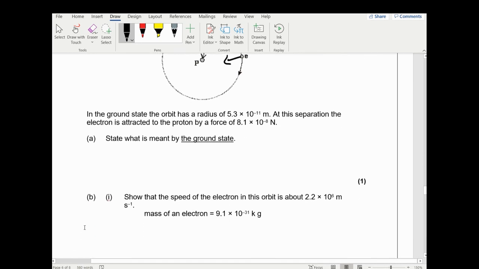First question. This is a first year thing. State what is meant by the ground state. And so it's the lowest energy state of an electron.